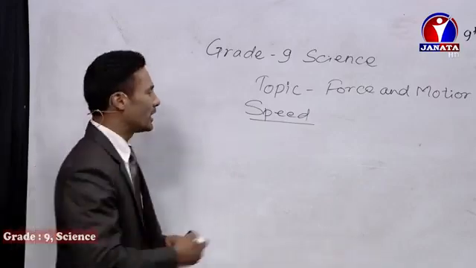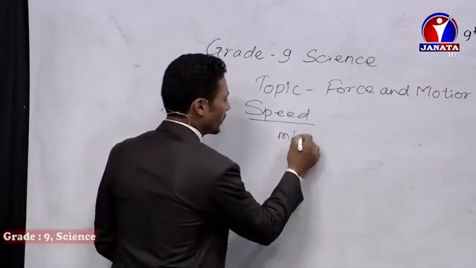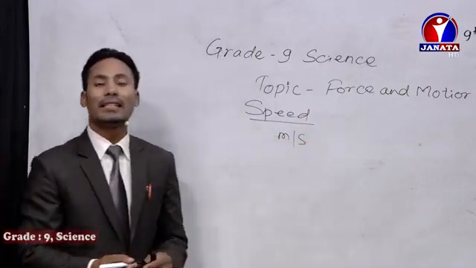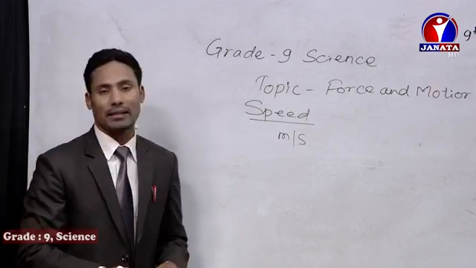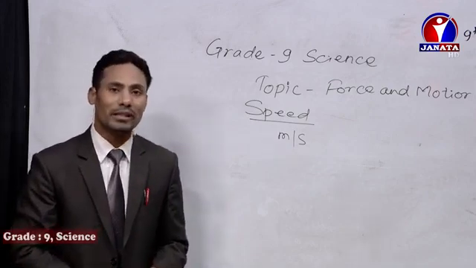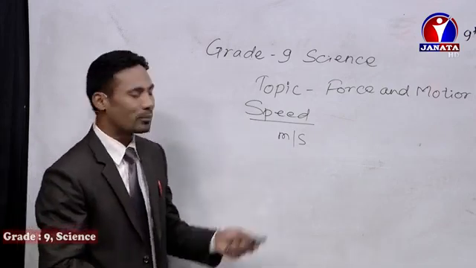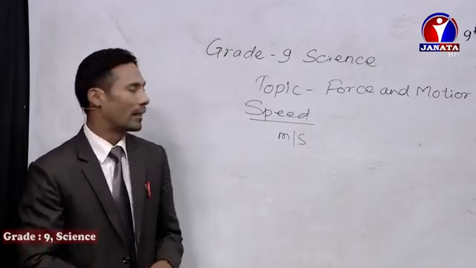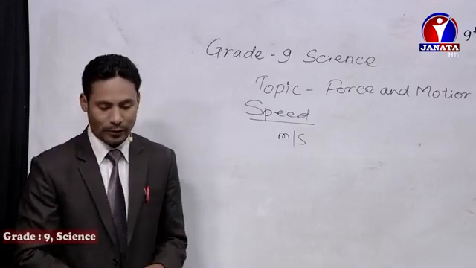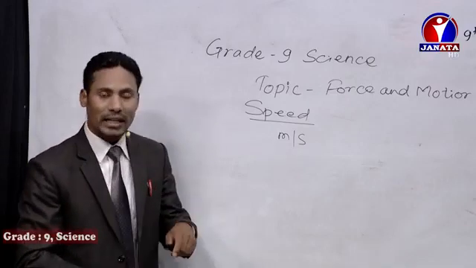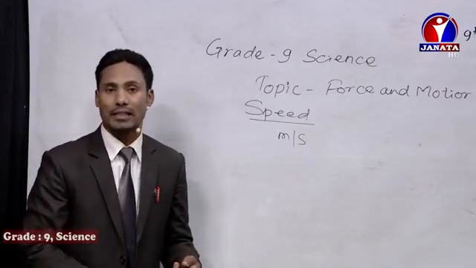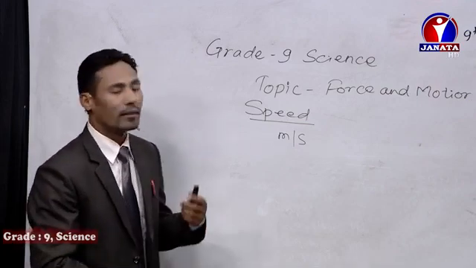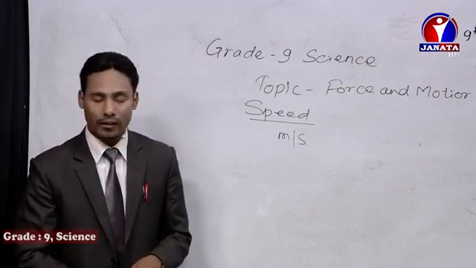The SI unit of the speed is meter per second. And in the CGS system of unit, we can measure this in centimeter per second also. SI unit is meter per second, and in the CGS system of unit we can measure with the help of centimeter per second. And this speed belongs to the distance, which is the scalar quantity. That's why the speed is also a scalar quantity.